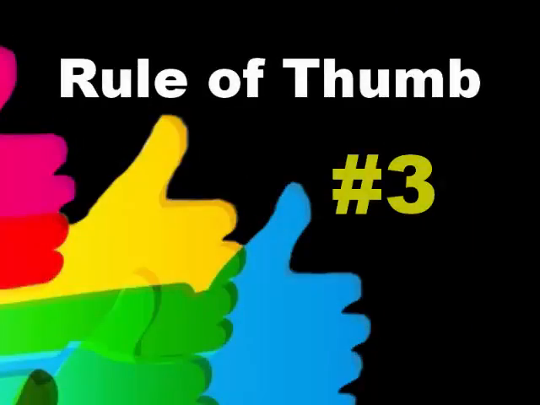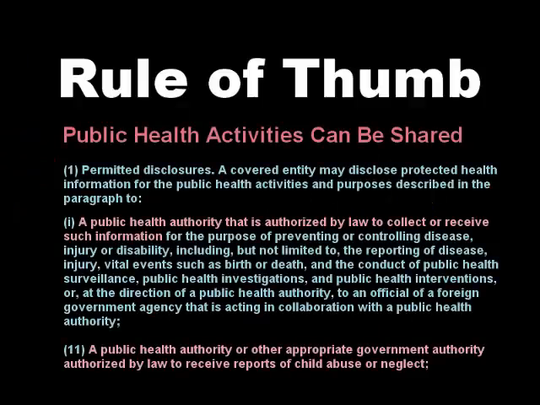Rule of thumb number 3. Some public health activities can be shared. We're different from many covered entities because we, as a public health entity, must share information with the state of Ohio and the federal government. HIPAA allows us to share information as we're required to do under state law, but we must still take care to treat the information as confidential.